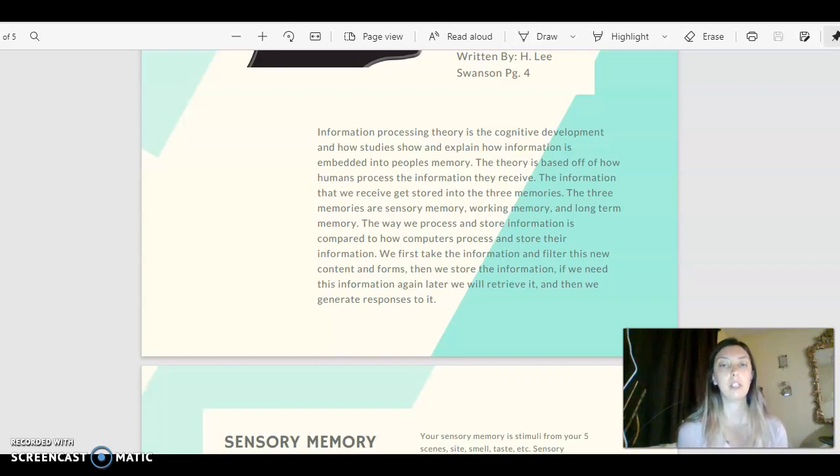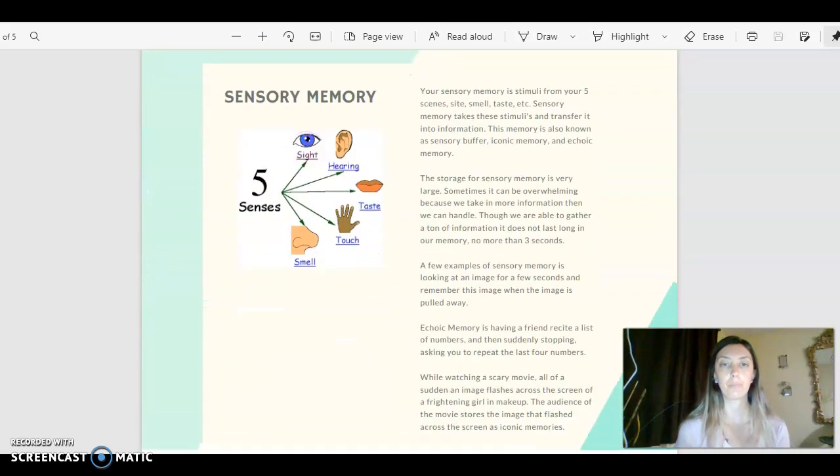We first take the information and filter this new content and form. Then we store the information. If we need this information again later, then we will retrieve it from our long-term memory. And then we generate responses with this information.